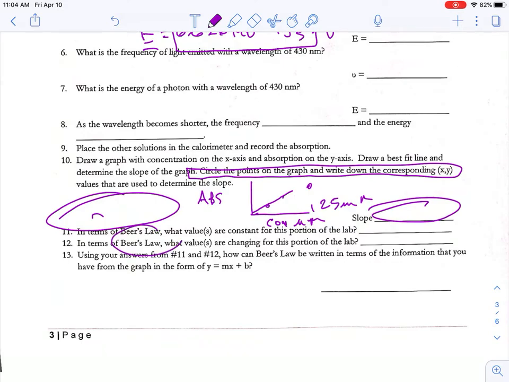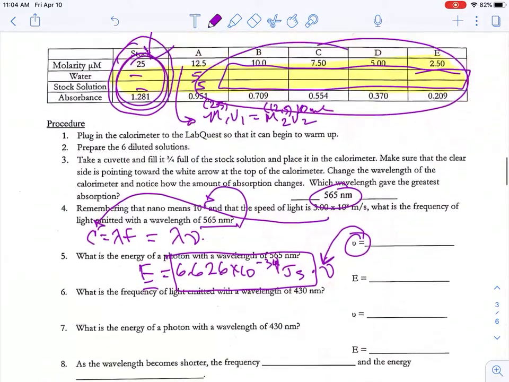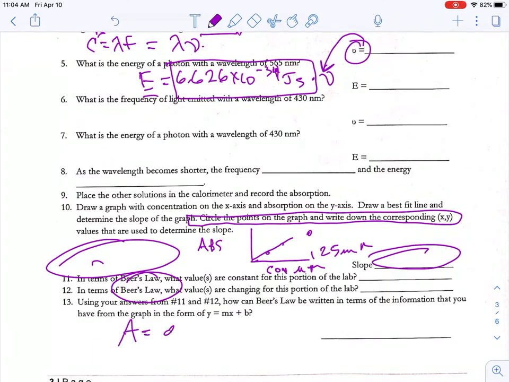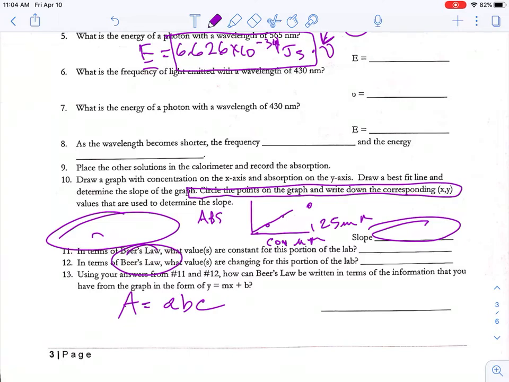So this question about Beer's law: you're going to come up here, and A equals abc, kind of alphabetic, I guess. So what we're going to assume is that this is going to remain a constant. You're going to know this slope. So here's the tricky part. You're going to know the slope of this line at this point. So you're going to know this number. So you're going to know your slope.